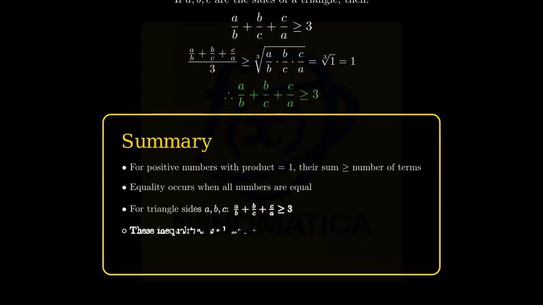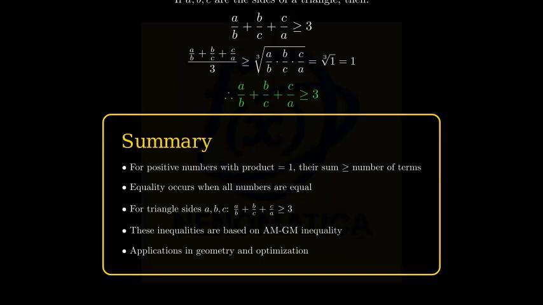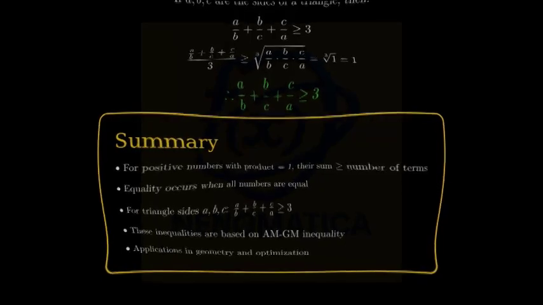To summarize what we've learned today, first, we proved that for 2 positive real numbers whose product is 1, their sum is at least 2, with equality when the numbers are equal. Then, we showed that for n positive real numbers whose product is 1, their sum is at least n, with equality when all numbers are equal. We also examined the special case where the numbers represent the sides of a triangle, giving us the inequality that the sum of the ratios of consecutive sides is at least 3. These inequalities are powerful tools in mathematical problem solving and have many applications in geometry and optimization.